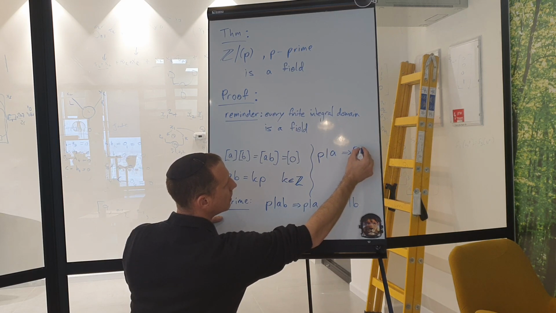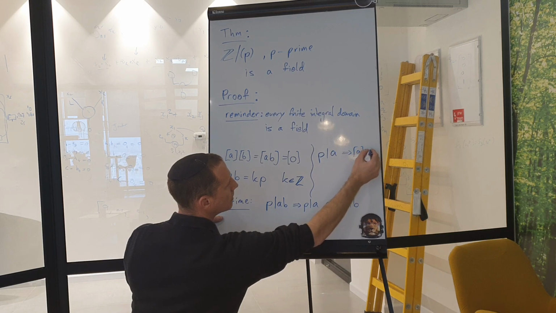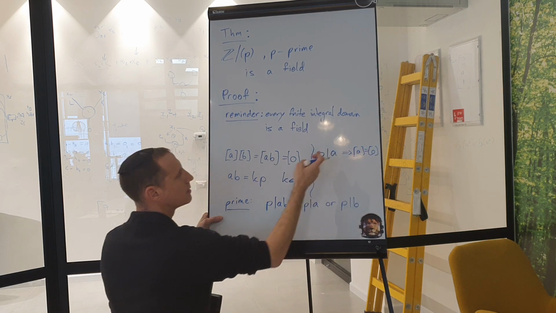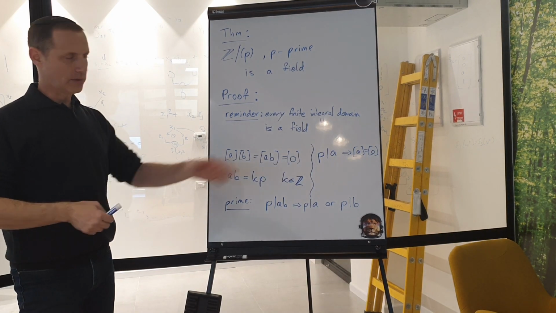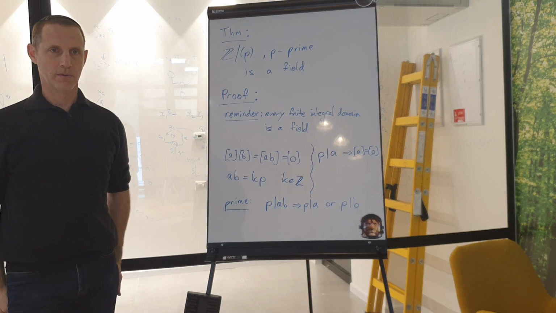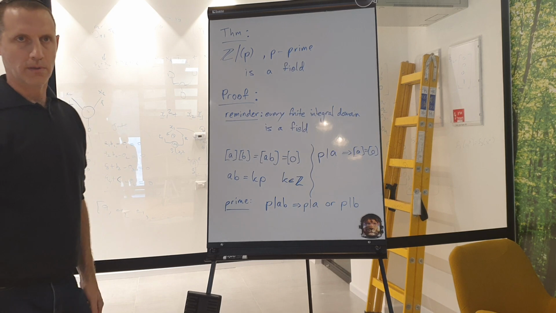A has to equal 0, because it's a multiple of P. We're done. We could have done the same with P.